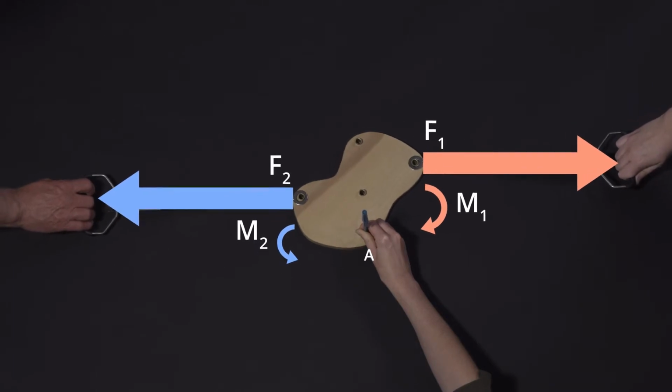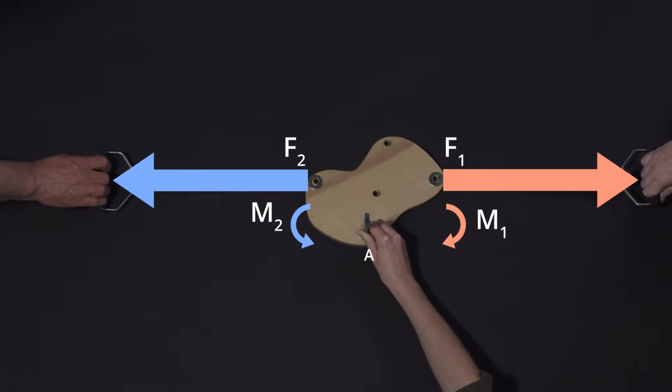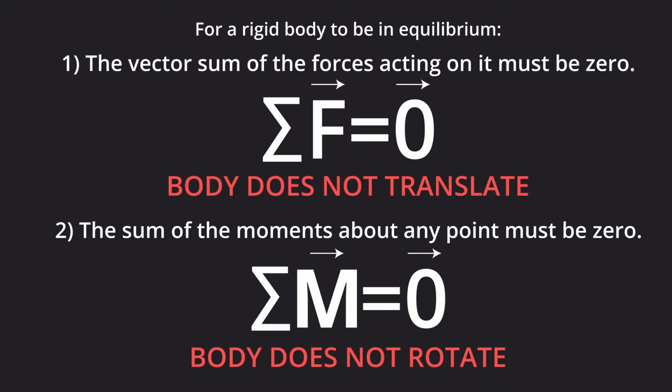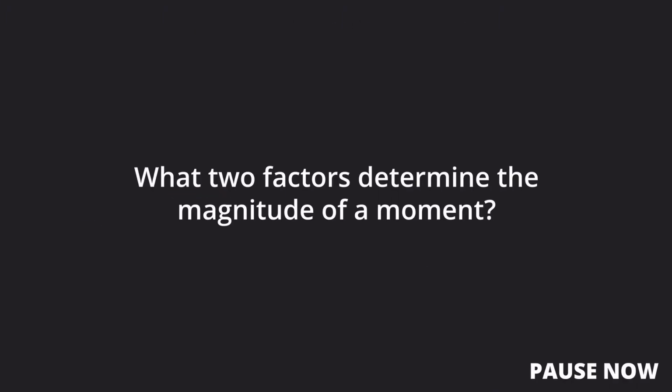As the body rotates, the moments generated by the two forces change, and when they just balance, the body stops rotating and comes into rotational equilibrium. We usually state the second condition as the sum of the moments about any point must be zero. Two factors determine the magnitude of a moment. Can you guess what they might be?